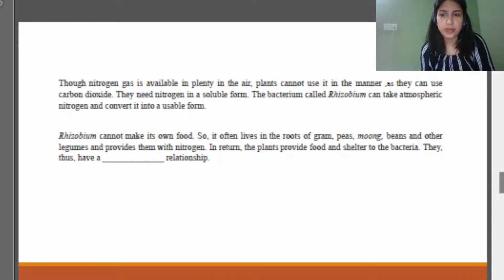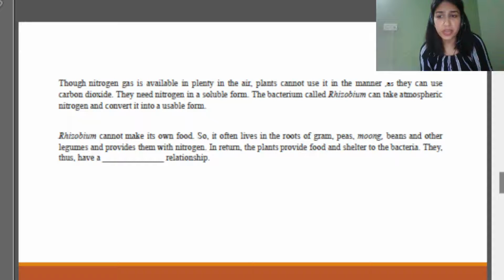For that, the bacterium called rhizobium can take atmospheric nitrogen and convert it into a usable form. So the bacterium named rhizobium can take the atmospheric nitrogen, which is in an insoluble form, and convert it into a usable, soluble form that is required by the plants.